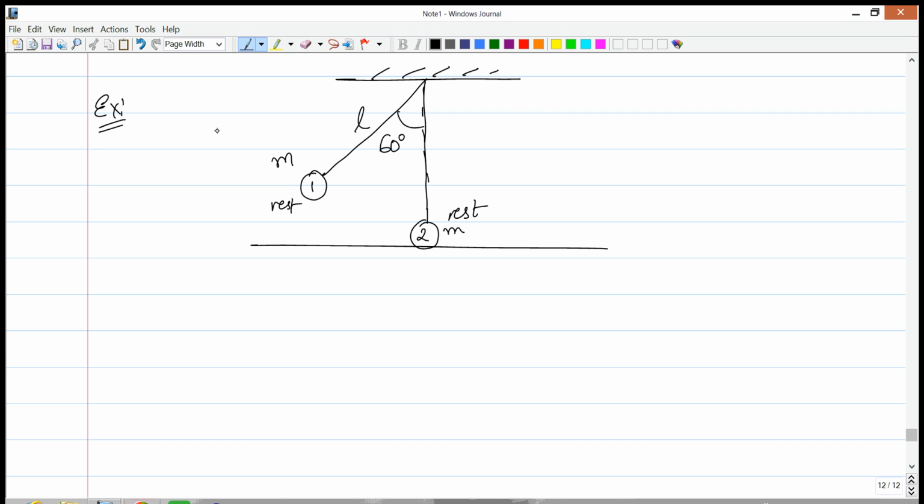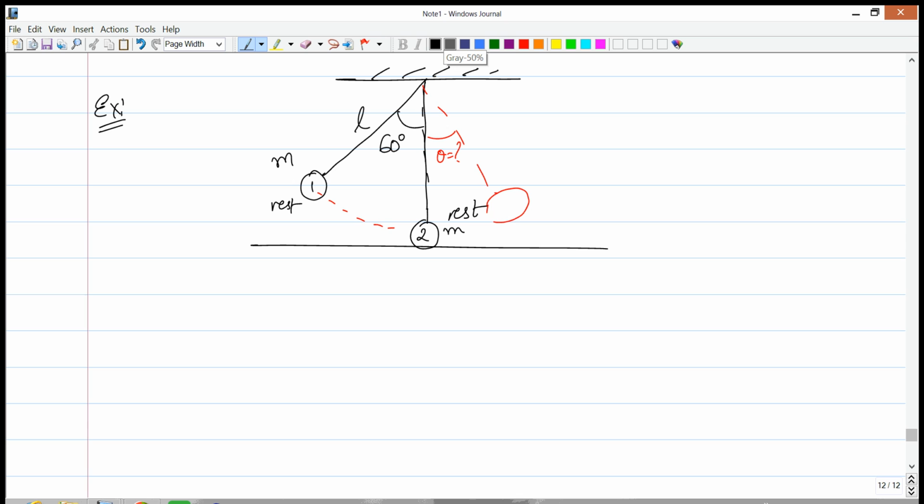Bob one swings down, and then after it collides, they stick together, and then they move as one giant bob. And the question is, what is the angle that they make in the end? Okay, so we've been told that it starts with an angle of 60 degrees, and our goal is to find the final maximum angle that it makes.